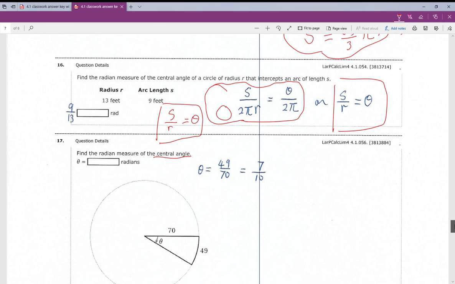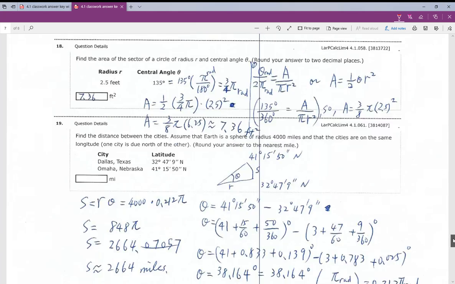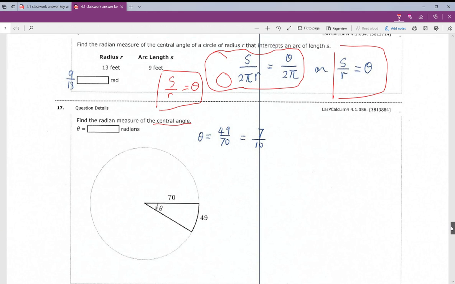Of the central angle. Oh, okay, they show you the picture here. So we are using the same formula. S over R equals to angle. So S is 49, R is 70. So you can easily find the central angle.